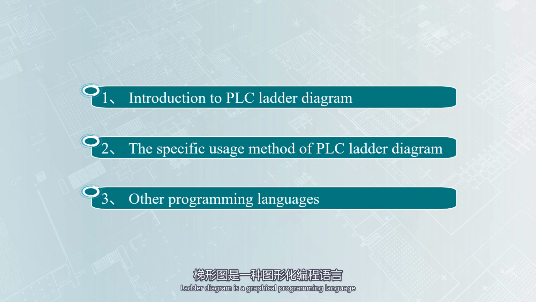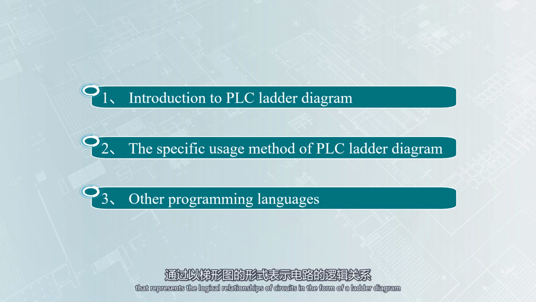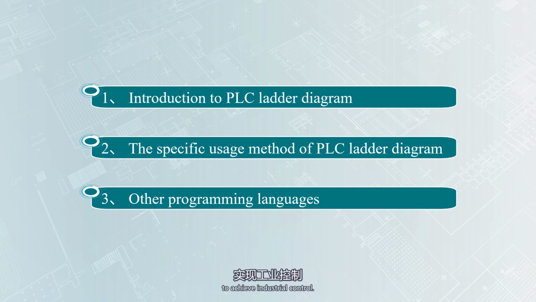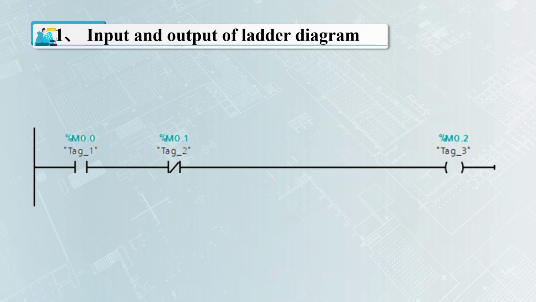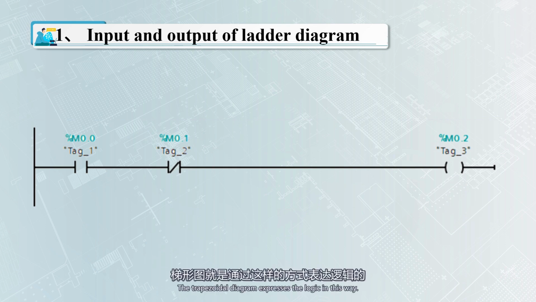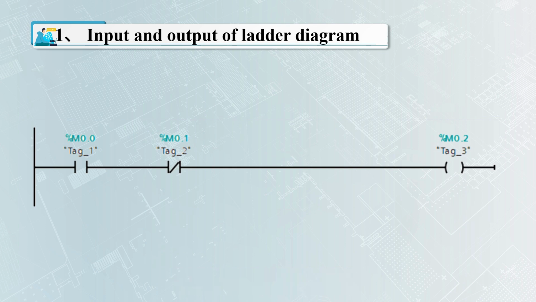Ladder diagram is a graphical programming language that represents the logical relationships of circuits in the form of a ladder diagram to achieve industrial control. The ladder diagram mainly consists of two parts: input and output. The input part refers to the input conditions and the output part refers to the output results. In a ladder diagram, it expresses the output results under what input conditions. The ladder diagram expresses the logic in this way.